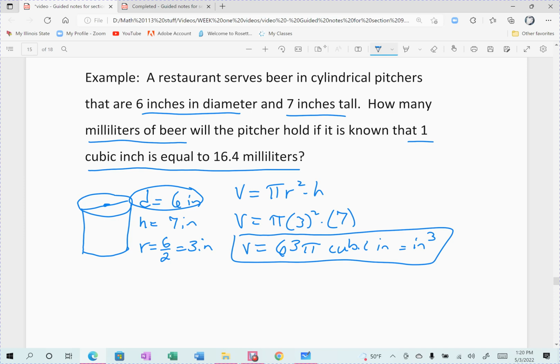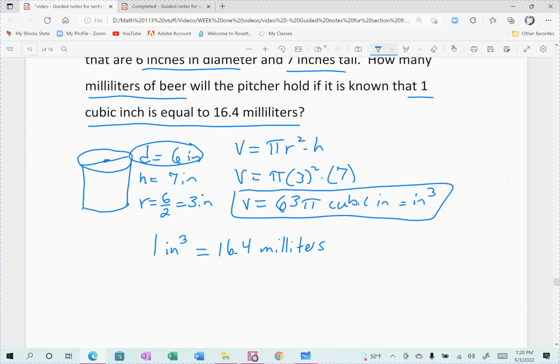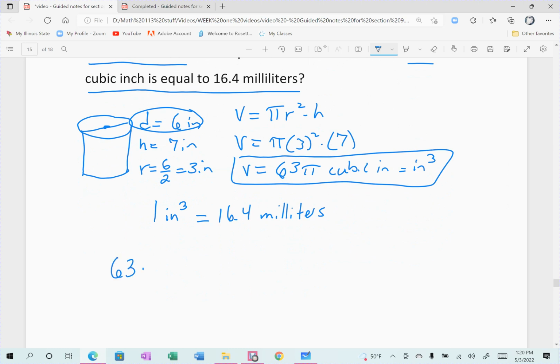We want to figure out what that is in milliliters. They gave us the conversion that 1 cubic inch is equal to 16.4 milliliters. So that's the conversion factor I'm going to use. We started off with 63 pi, which is my cubic inches. I want to get rid of inches, so my 1 inch cubed goes in the bottom. The 16.4 milliliters goes up top because I want to keep milliliters. I want to get rid of inches cubed.